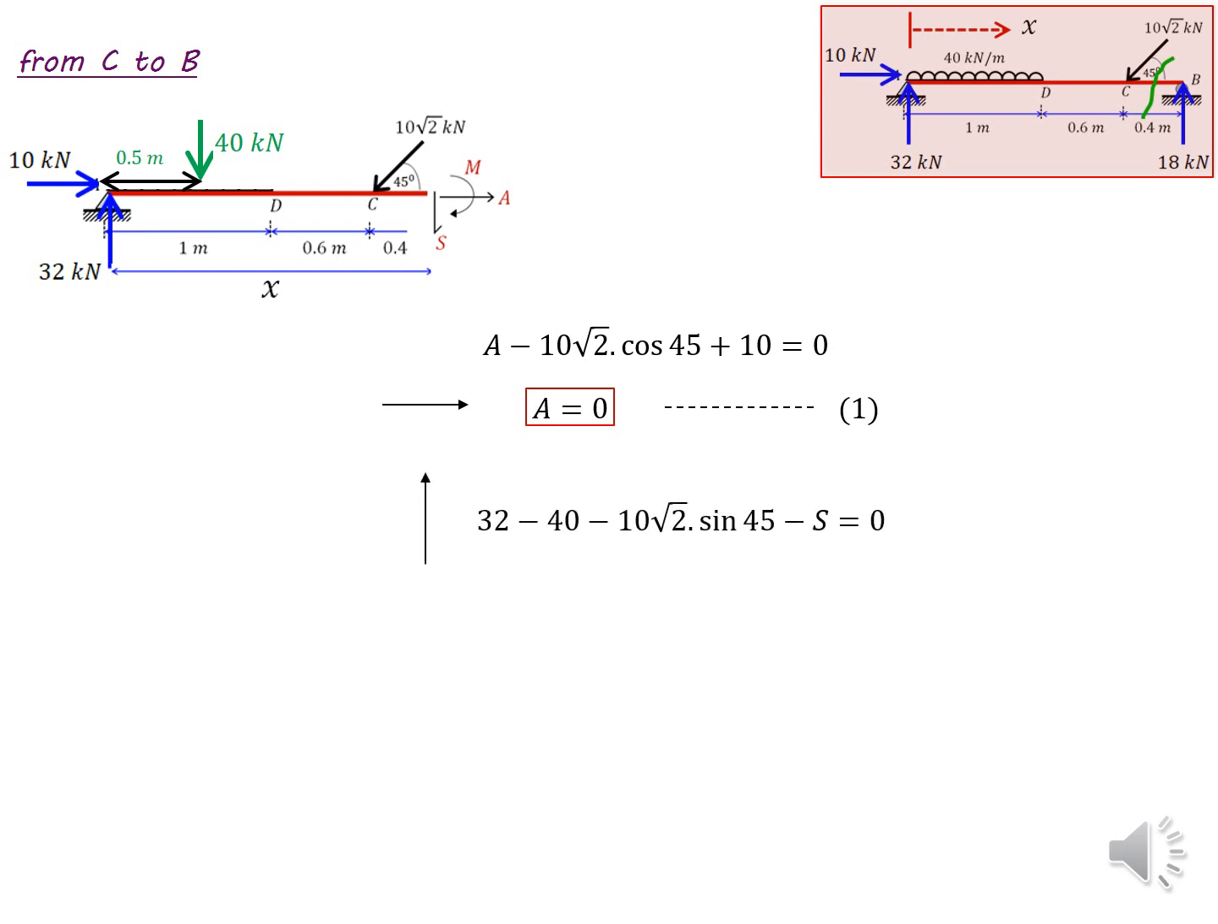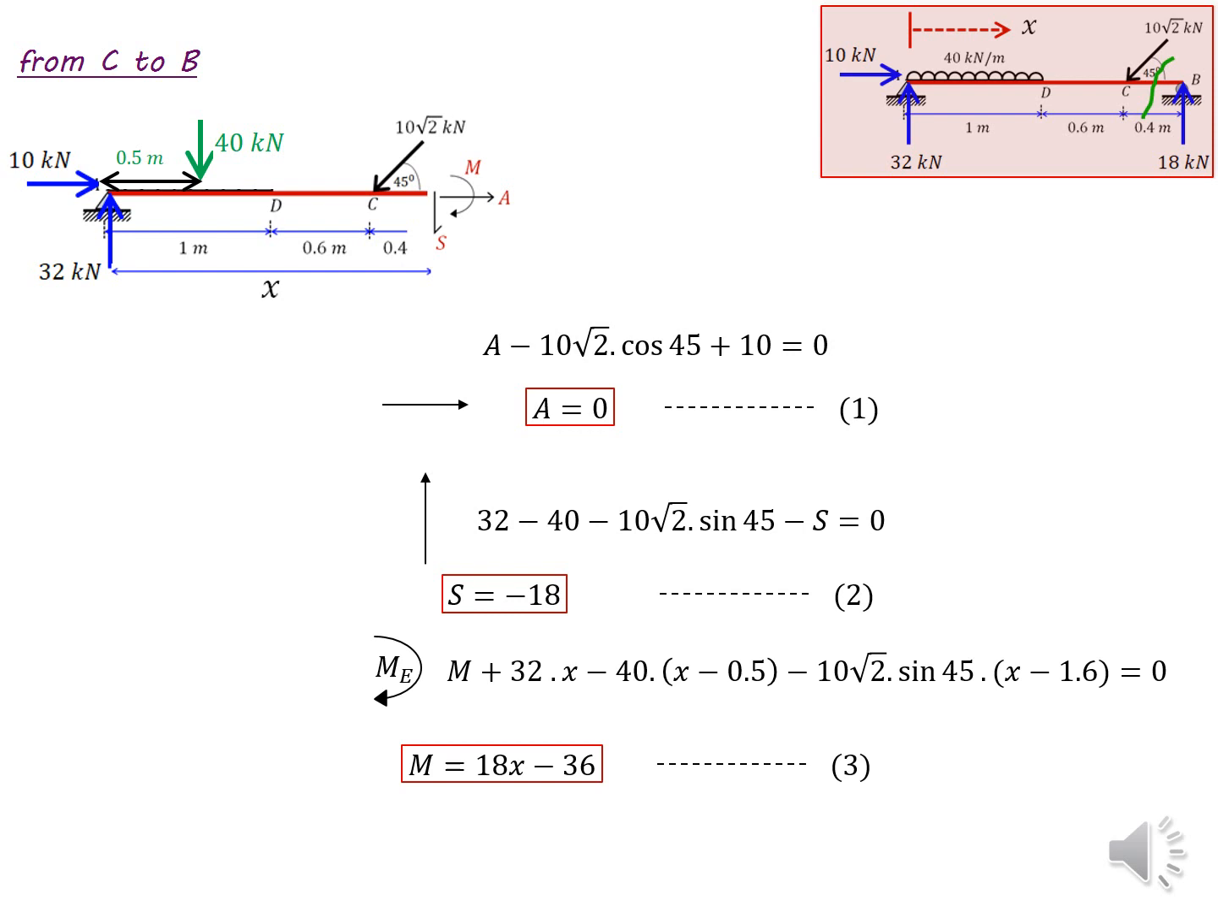And for the vertical equilibrium, you can get the vertical force components, and that should be equal to 0. So I don't need to repeat how we did this for this section. Similar way we have to follow that to get this equation, and we can get the answer as S equals minus 18.